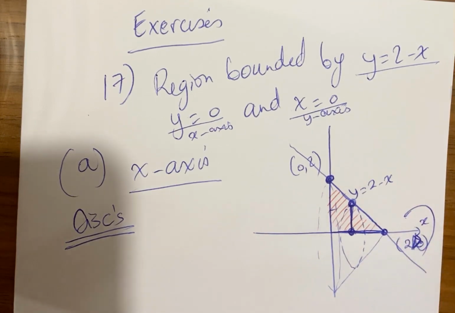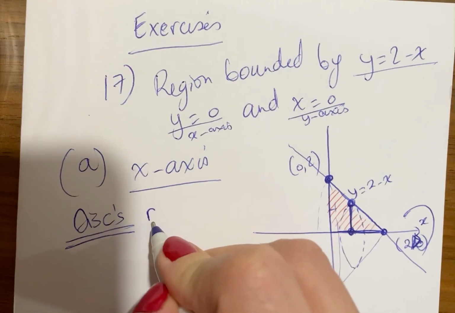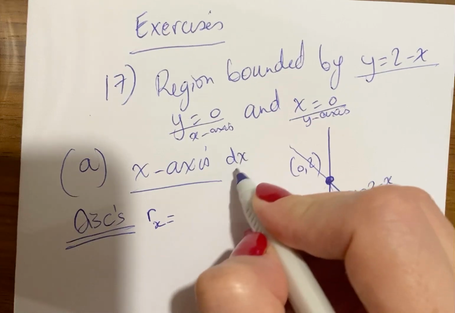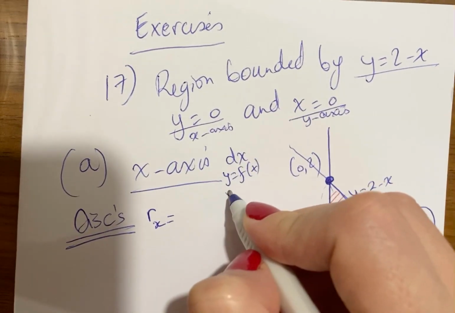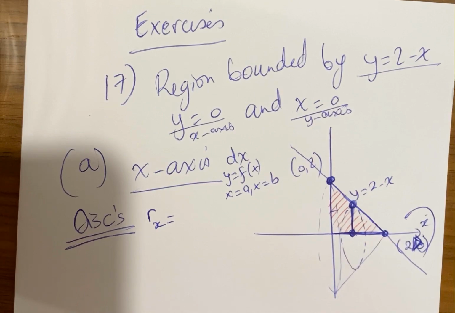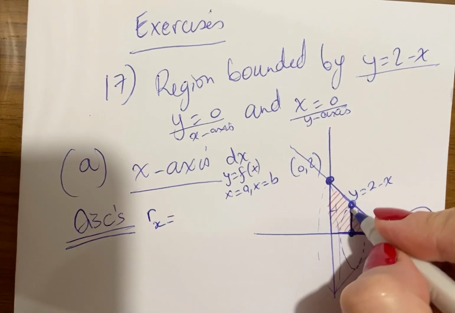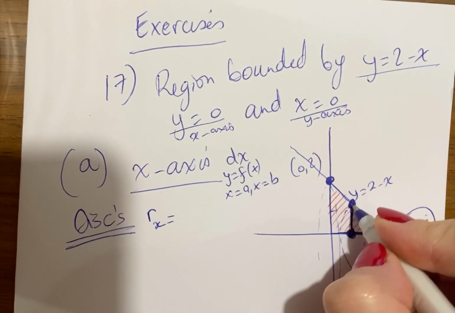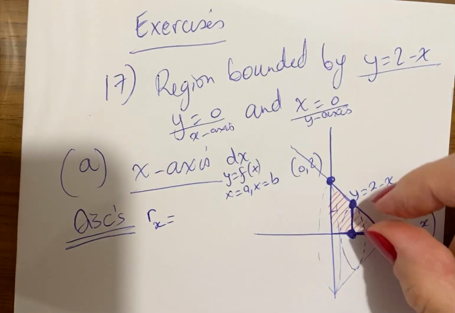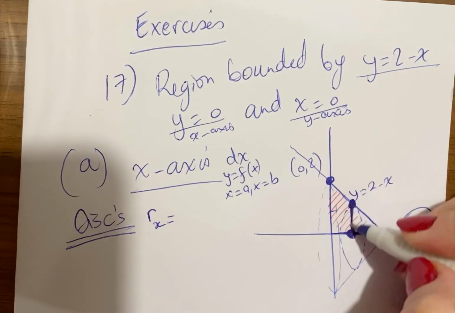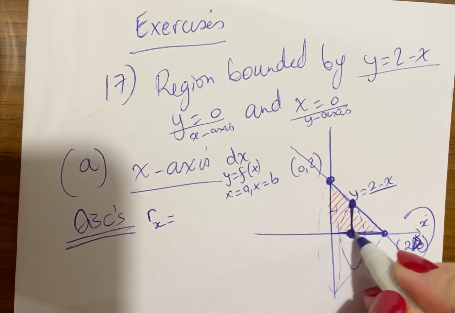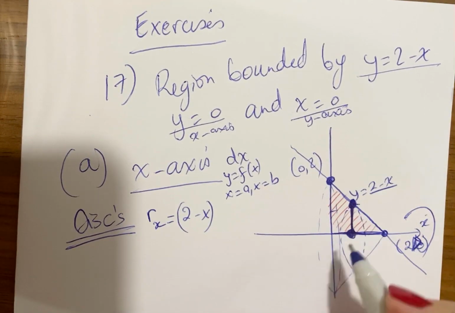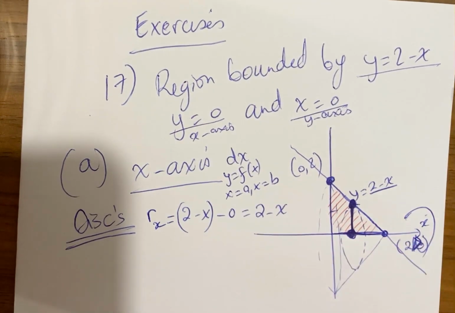And what will happen now? We need to find what this r of x is. Since we have the x-axis, everything should be dx, the functions should be functions of x, and the limits should be limits of x. The radius of this disc is always the distance from the line of revolution to the outside, which is all of this. How much is this r? It's y2 minus y1. So 2 minus x, the upper y, minus 0, which is the lower y. So it's 2 minus x.